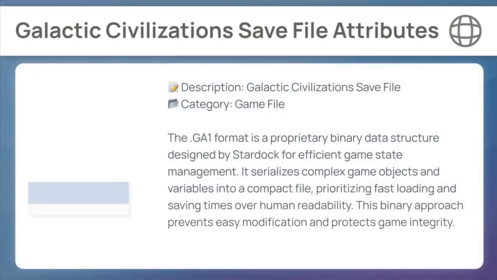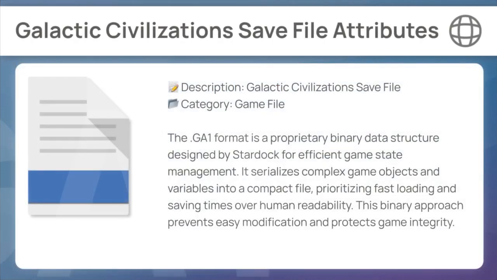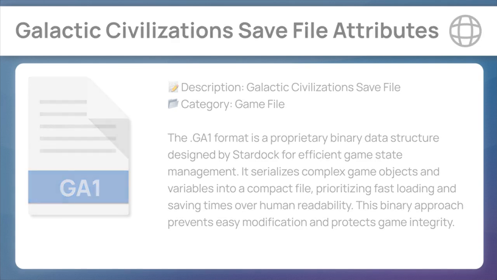The .ga1 format is a proprietary binary data structure designed by Stardock for efficient game state management. It serializes complex game objects and variables into a compact file, prioritizing fast loading and saving times over human readability. This binary approach prevents easy modification and protects game integrity.